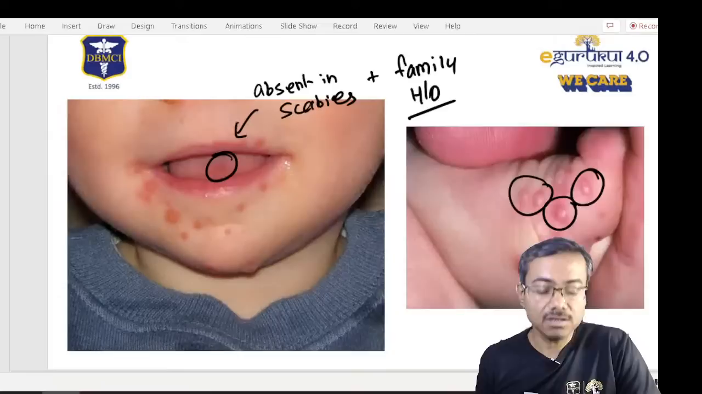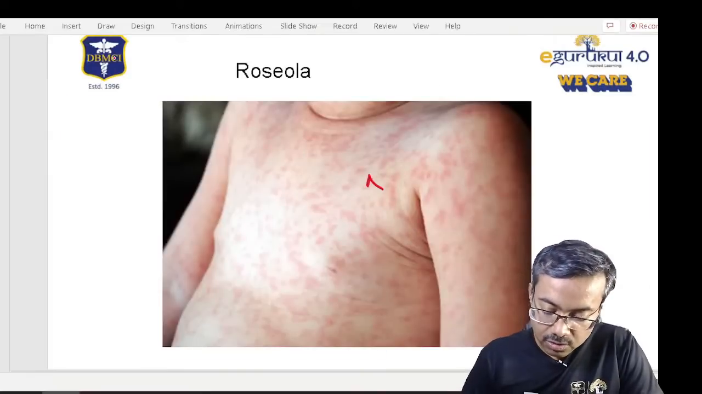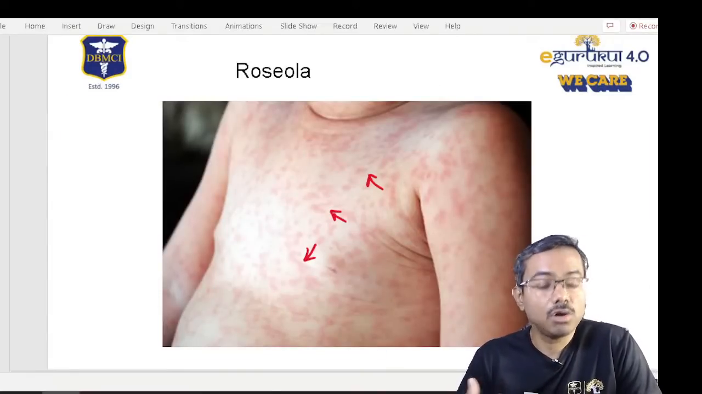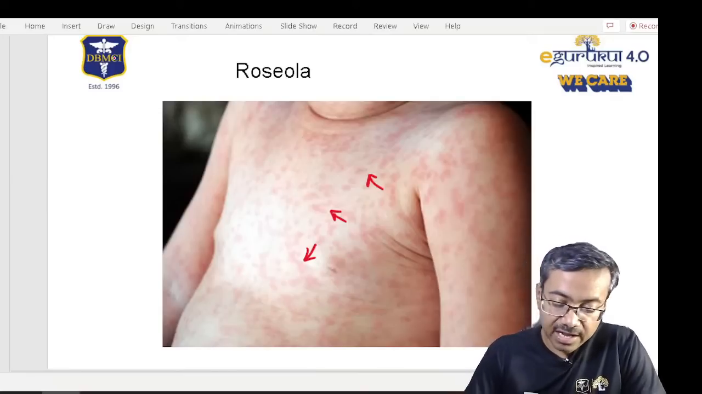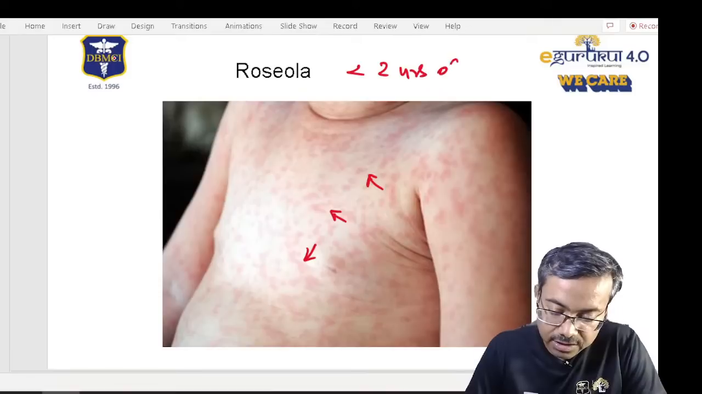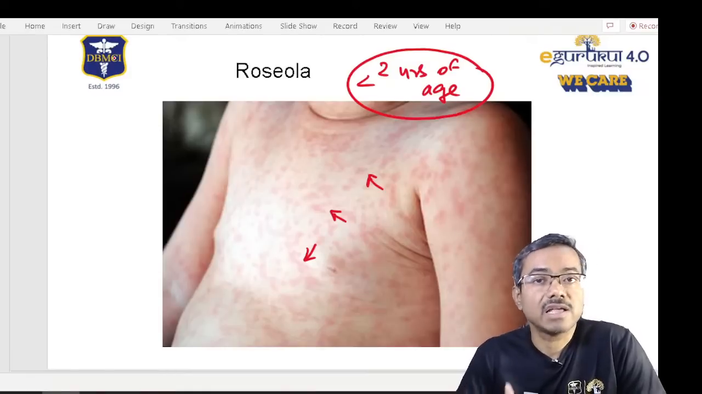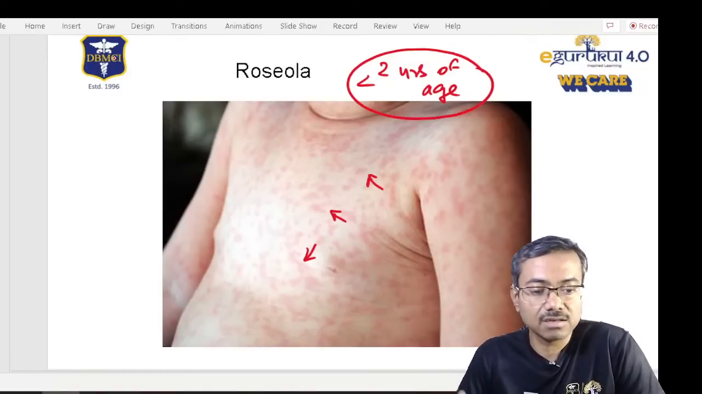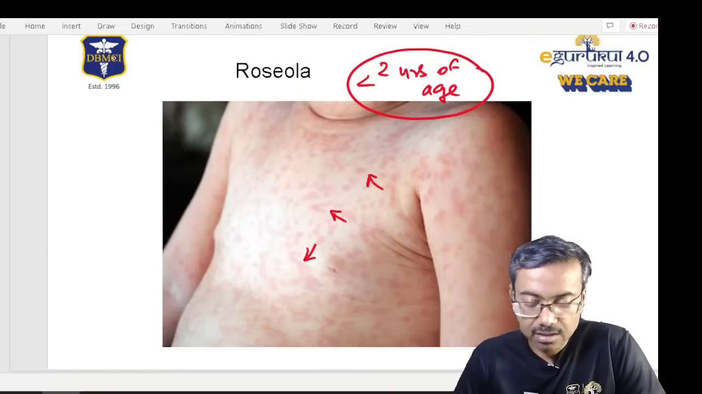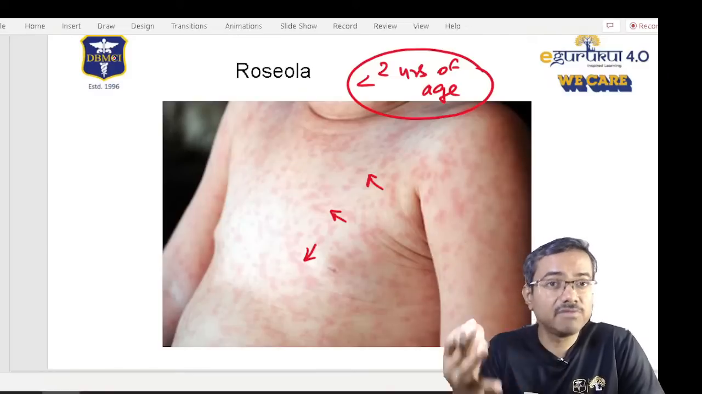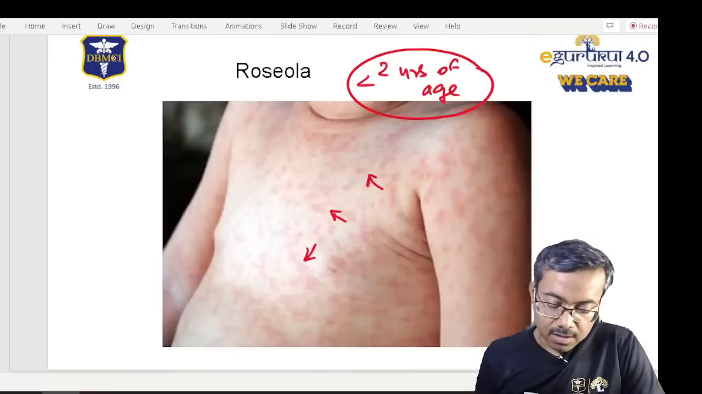Okay, so that's the roseola. Just to show you the roseola rash, you can see this red rash all over the body in a child. Usually it happens in children less than 2 years of age. It happens quite early in life. It's not an adult disease. It's a young child's disease, roseola infantum. That's what is called infantum.